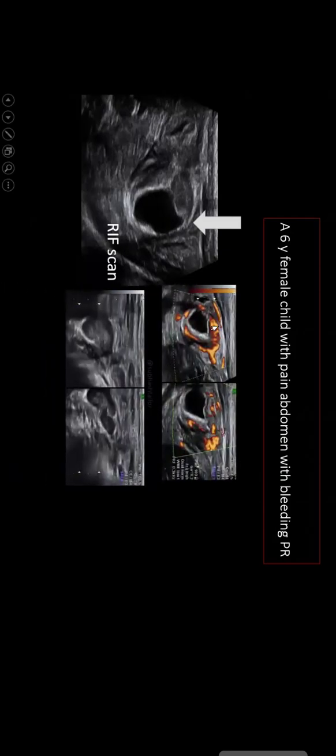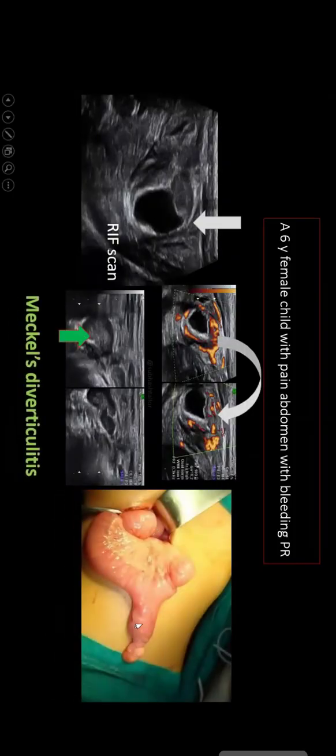This lesion shows increased vascularity within its wall, with a few associated mesenteric lymph nodes. And the appendix was normal in this patient. I'm not showing it over here, but the appendix was normal, not inflamed. So this was a lesion attached to the ileum with some nodes and inflammatory changes. So it was Meckel's diverticulitis.